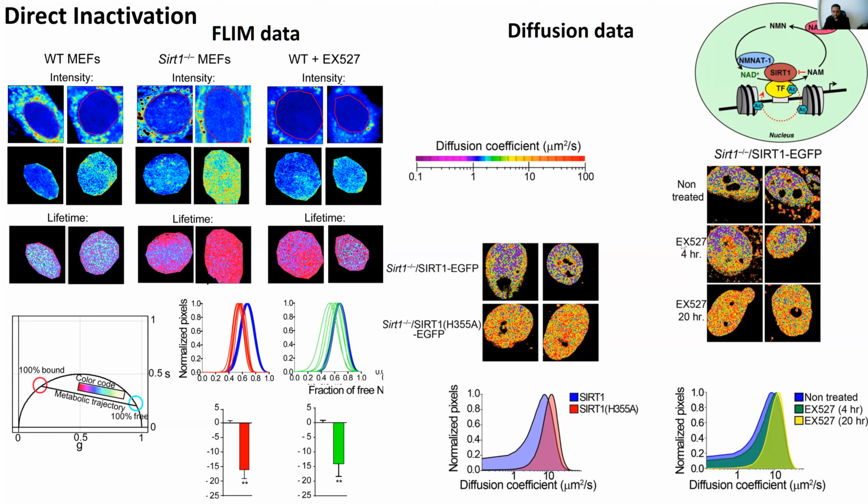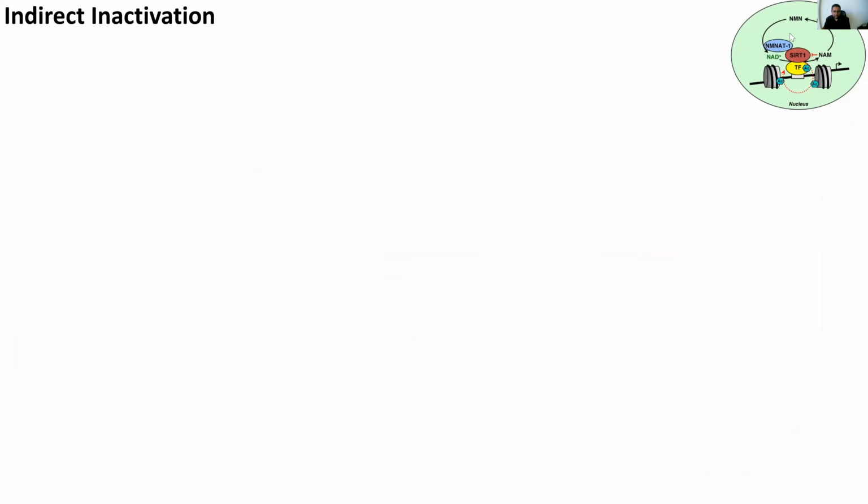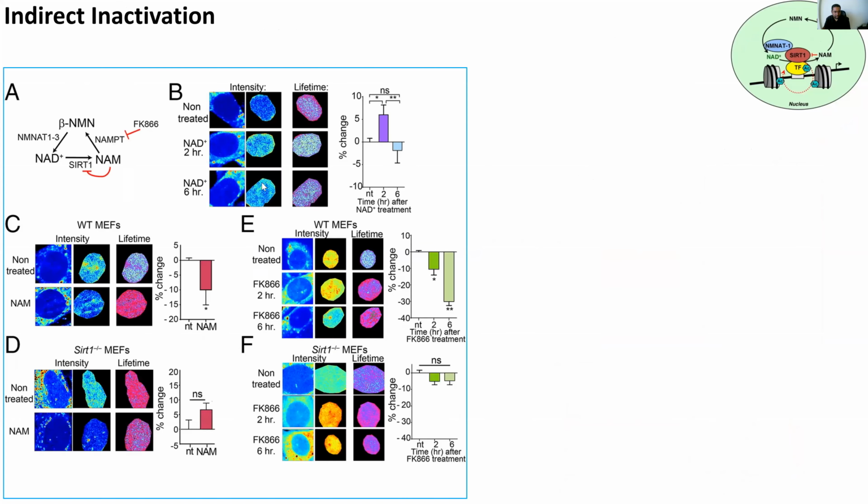Similarly, if we do the same thing with the drug, as a function of how much time the drug has to interact, it starts going away again. So this was our direct control experiments, which correlated our film data with our diffusion data. Now we went back and looked at the indirect inactivation.